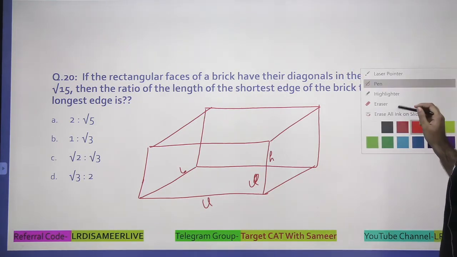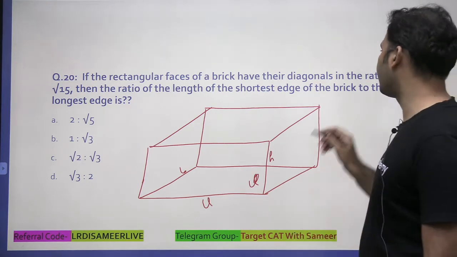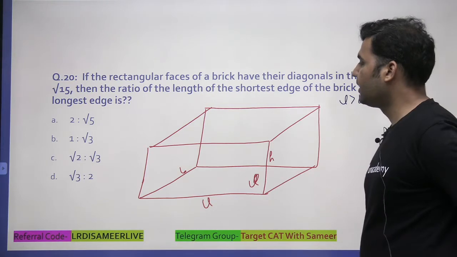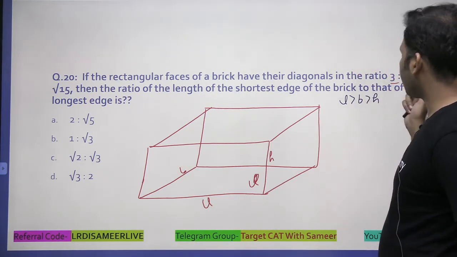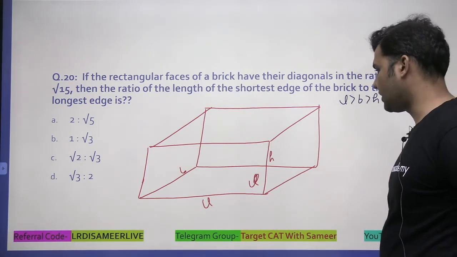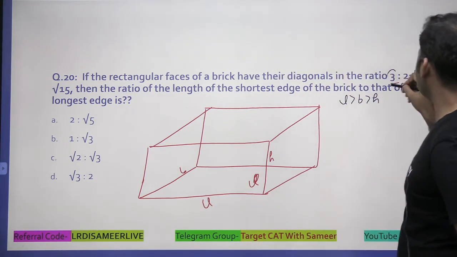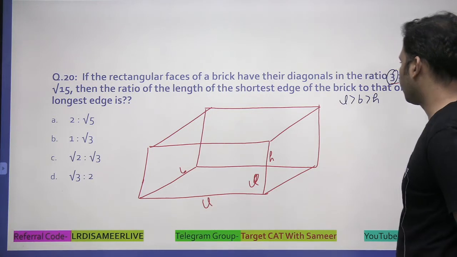This is a rectangular face. Let's assume that because it's a rectangular face, all L, B, and H will be different. Let's assume that L is greater than B and B is greater than H. Now the length, width, and height are in the ratio of 3 to root 3 and 15. Now, you see that, guys. The diagonal ratio is 3 to root 3 and root 15.